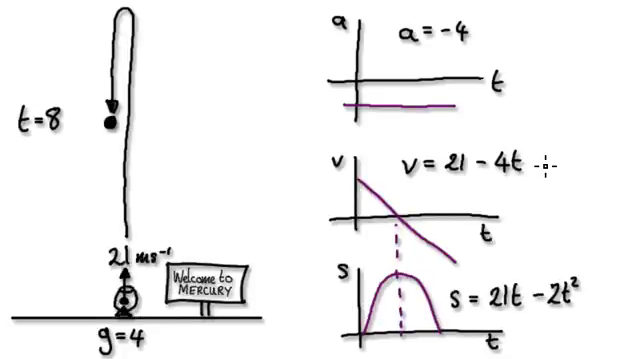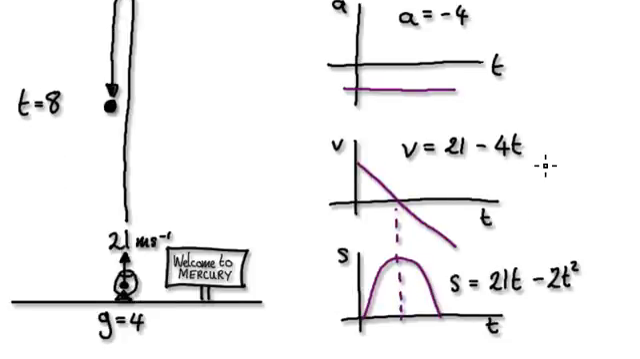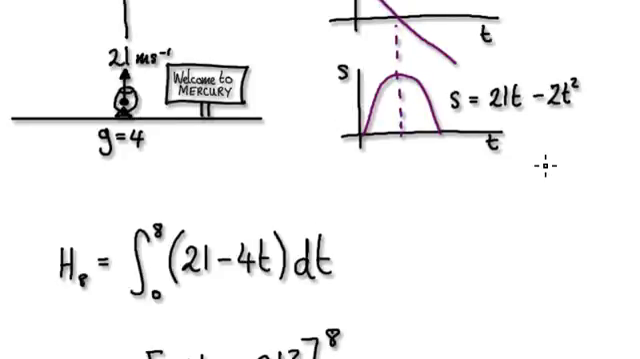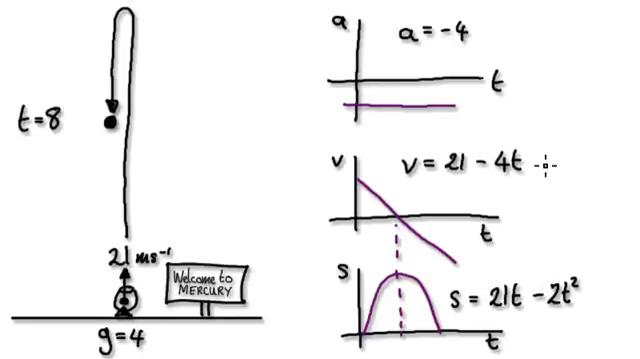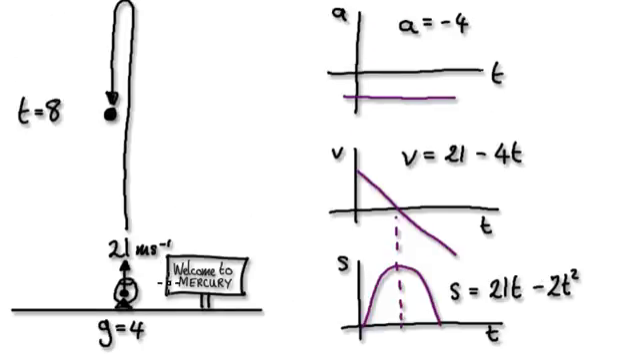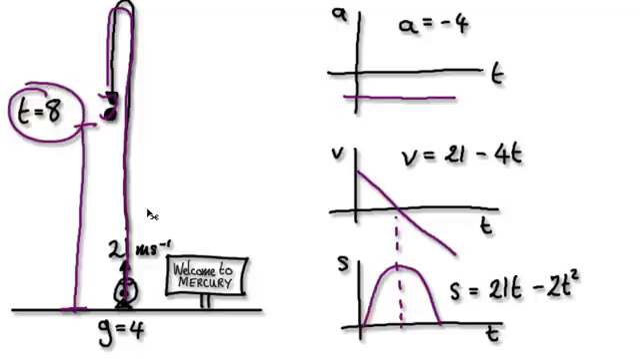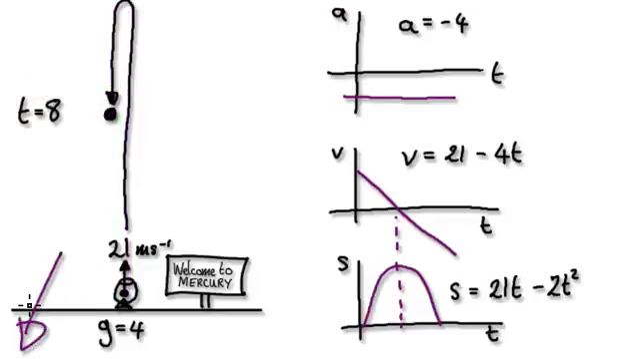Okay, so here's a question. Work out the height above the ground, and then work out the distance travelled at t equals 8. Okay, so press pause and have a go.